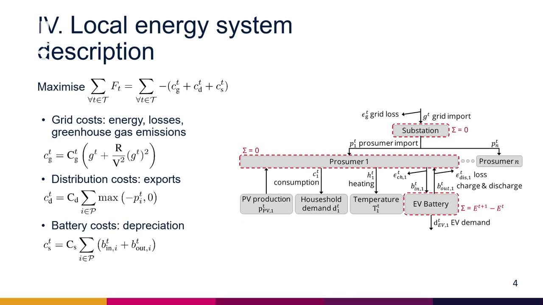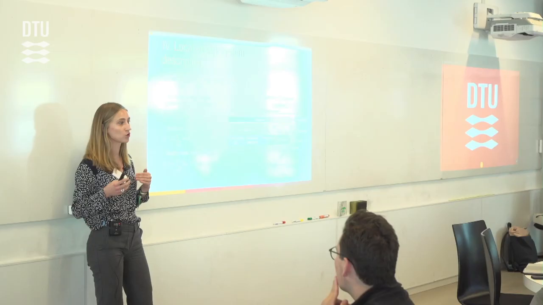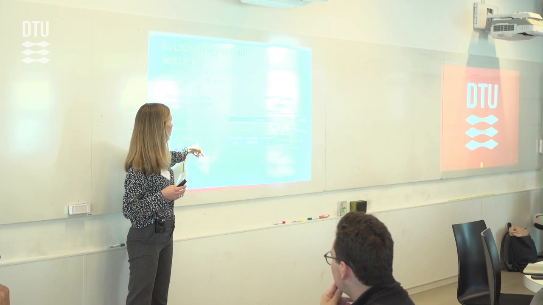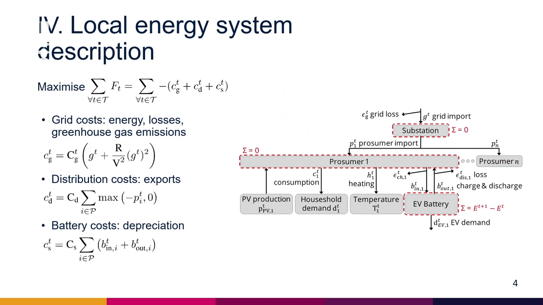We're also trying to disincentivize congestion of the distribution network by adding a cost on exporting so that we're incentivizing prosumers to use the flexibility within their home first, and then if beneficial, use the distribution network. And we're trying to manage the degradation of each home's batteries in their electric cars.